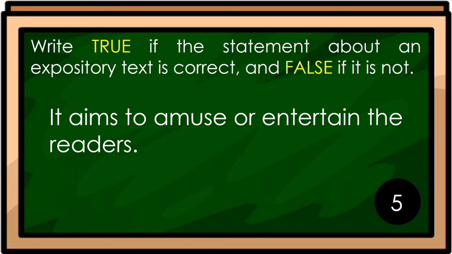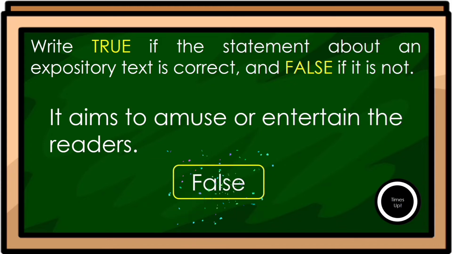It aims to amuse or entertain the readers. Is it true or false? If your answer is false, then you are correct. So, the aim of an expository text is to inform, describe, and explain the topic, not to amuse or entertain the readers. Okay? Next one.